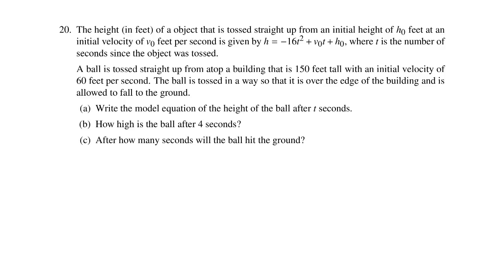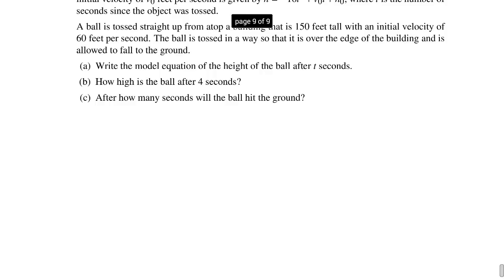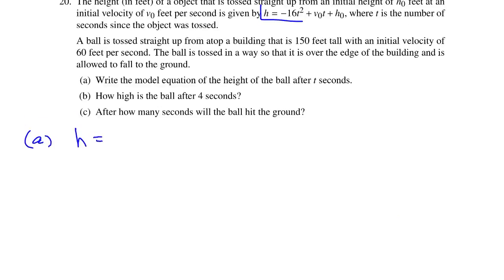A ball is tossed straight up from atop a building that is 150 feet tall with an initial velocity of 60 feet per second. The ball is tossed in a way so that it is over the edge of the building and is allowed to fall to the ground. So, write the model equation for the height. So part A, this would be h is equal to, we're just going to fill in this formula with the appropriate values. So it's negative 16 t squared plus the initial velocity, 60 times t, plus the initial height, 150. So that's the answer for A.